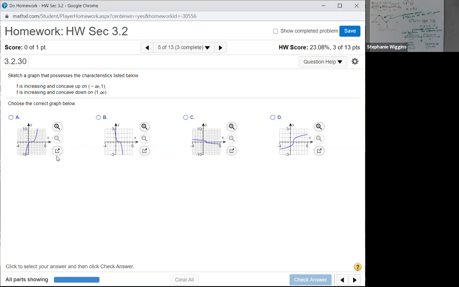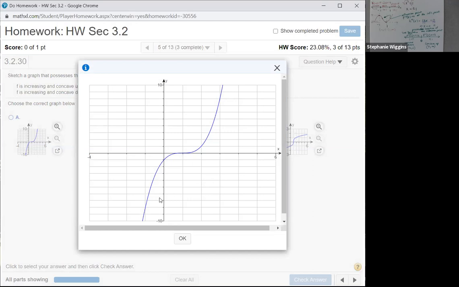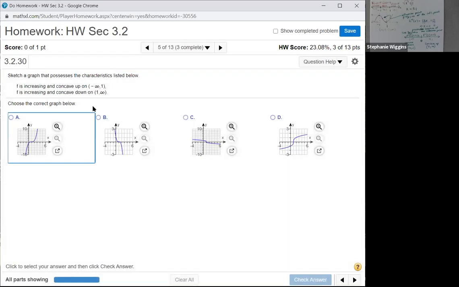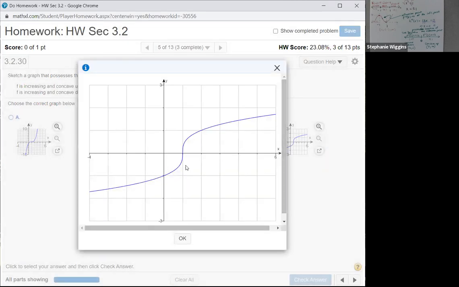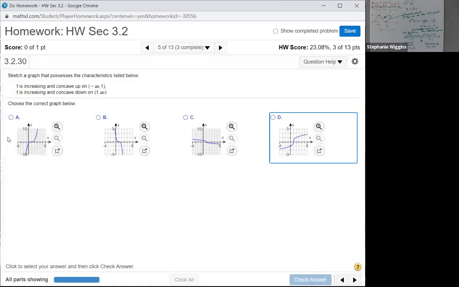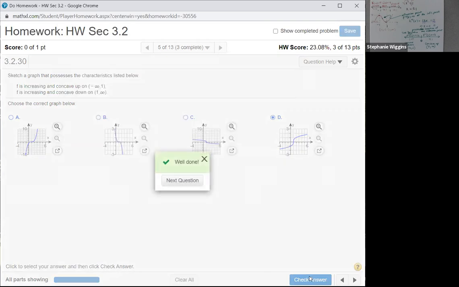Now, A has an inflection point at 1. So here's 1, but on the left, it's concave down, and on the right, it's concave up. And this one is on the left concave up and on the right concave down. So this is the correct choice. See how these are just reversed? They're both increasing everywhere, but this one goes down and then up, whereas this one goes up and then down. So D is the correct choice. Does that make sense? Okay.